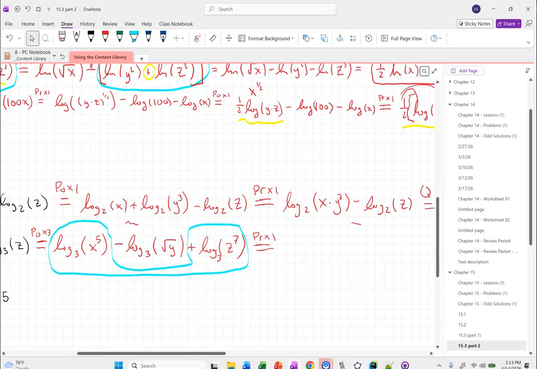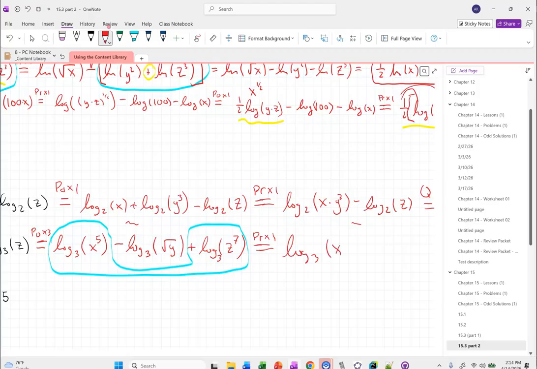Is it okay that I rearrange this so that the positive ones are next to each other? Absolutely, because I can do addition in any order I want, right? It's commutative. So I'm going to skip taking a step to rewrite those two next to each other and just squish them together.